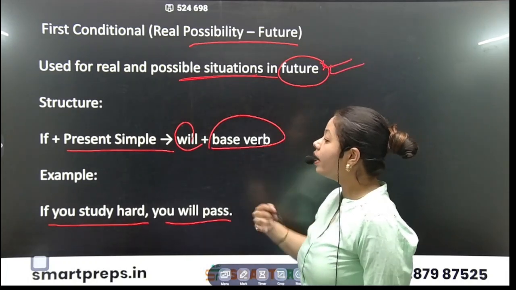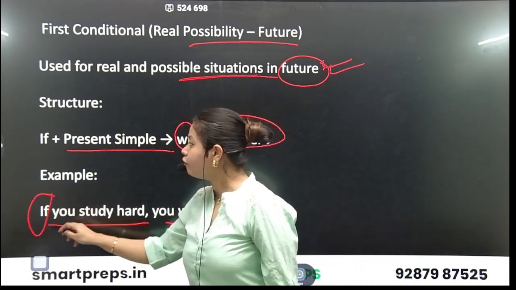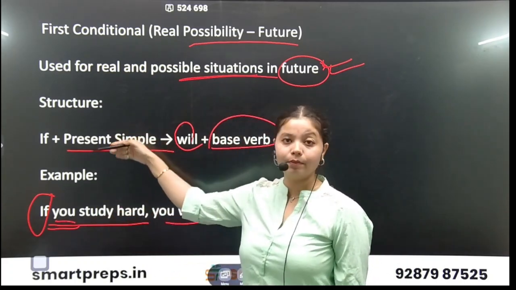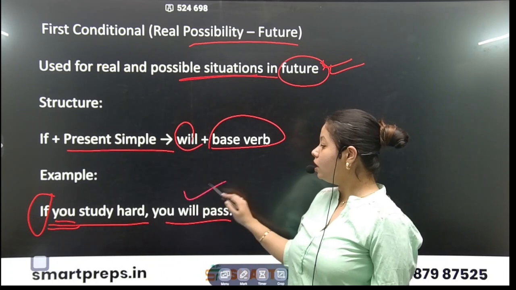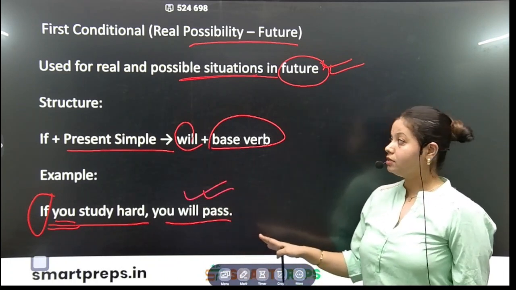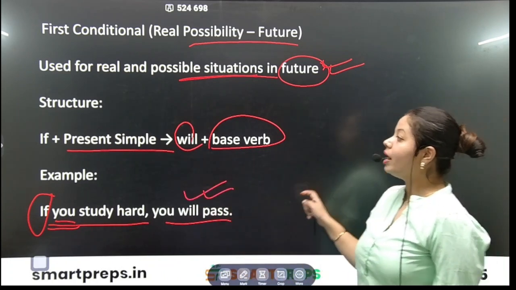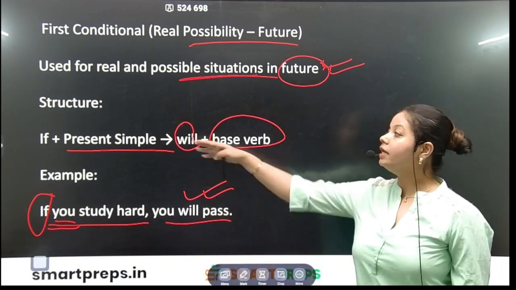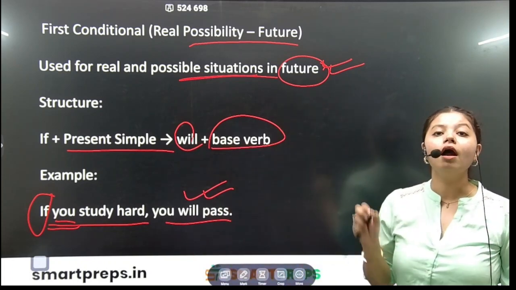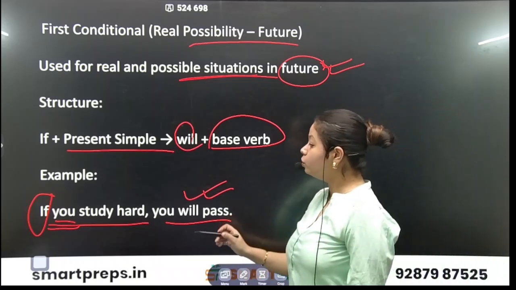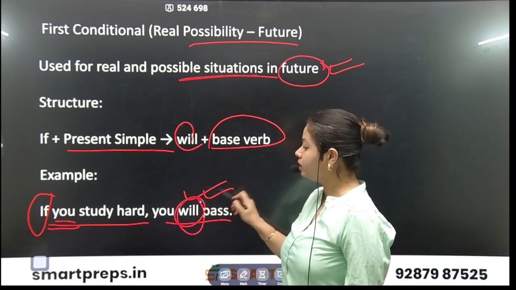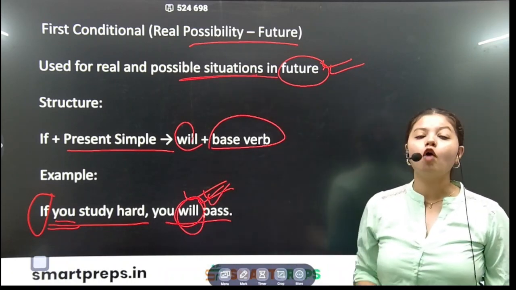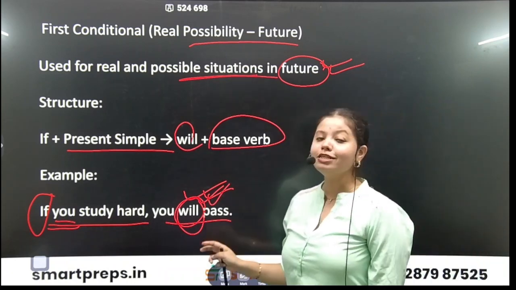So if is the condition. If you study hard, present simple, then what will happen in the future? You will pass. So it is a future conditional which is in present simple along with the base verb, and we use will here along with the base verb. So this is the first conditional.